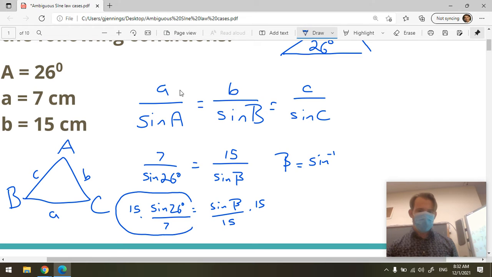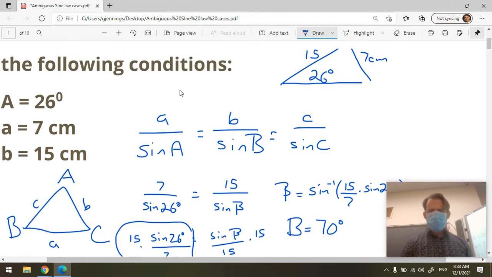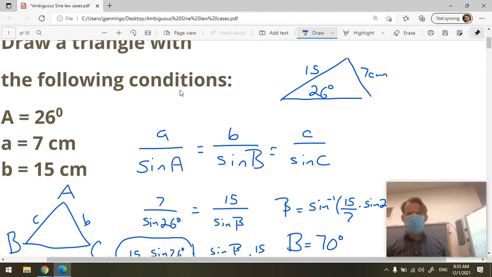This here is the thing that I will punch in sine inverse. So 15 over 7 multiplied by sine 26 degrees. Now that will give me b is equal to 70 degrees. Okay. So now, have I solved this? Do I know all the things about this triangle that I need to know? This is 70 degrees.